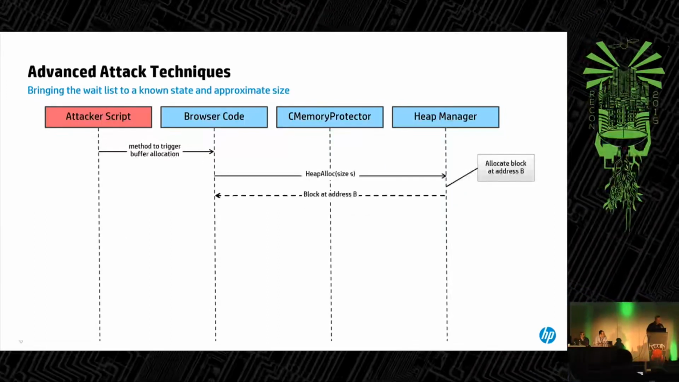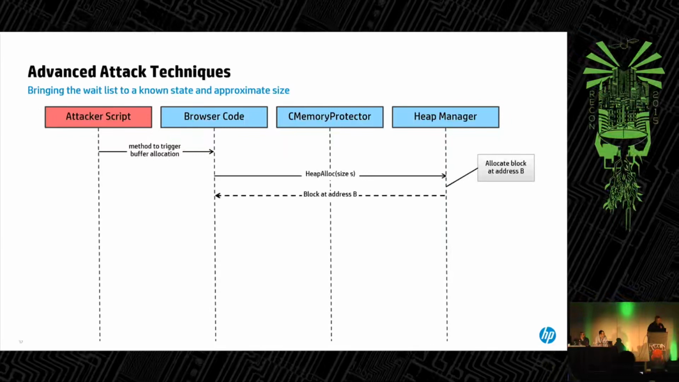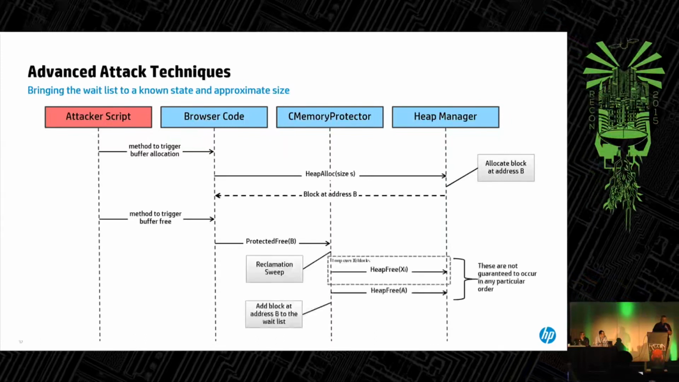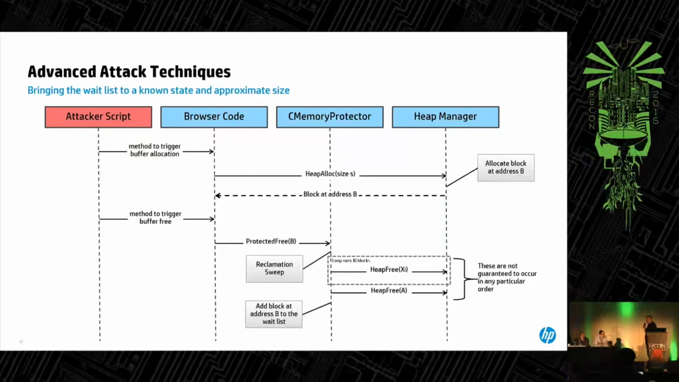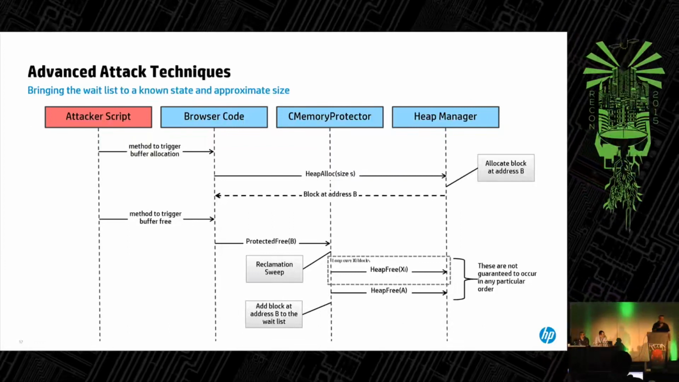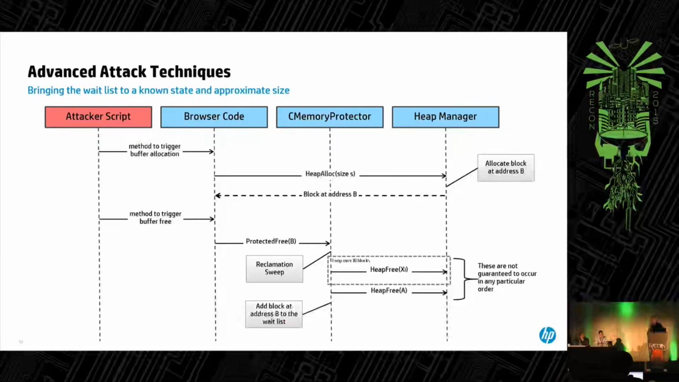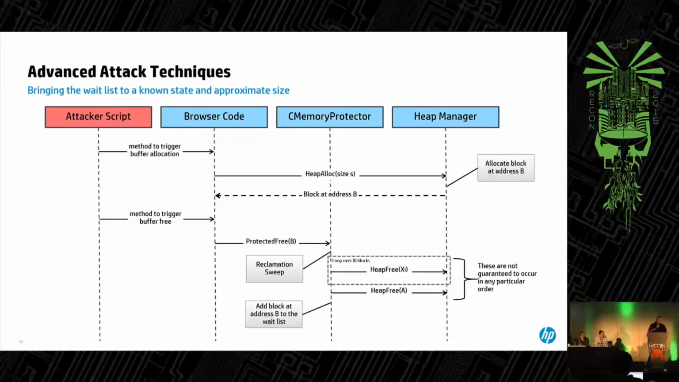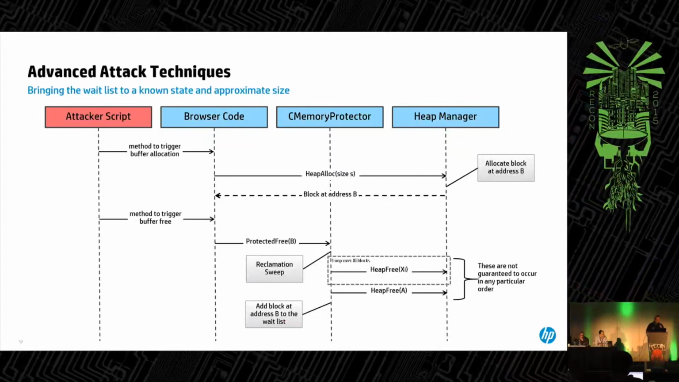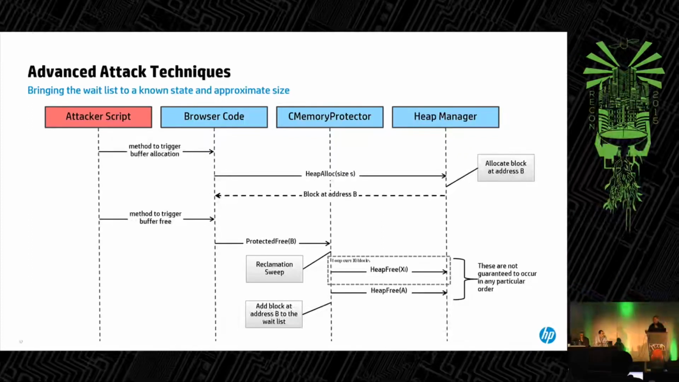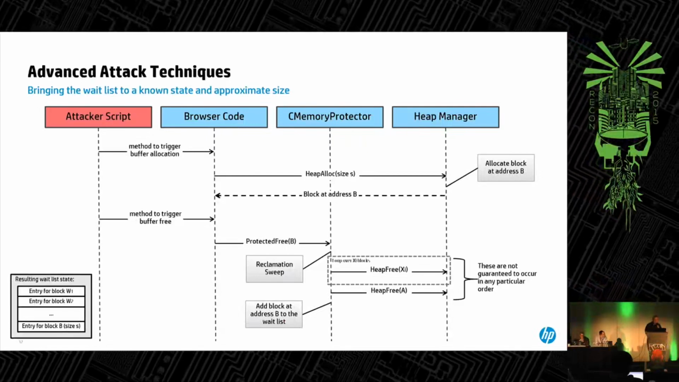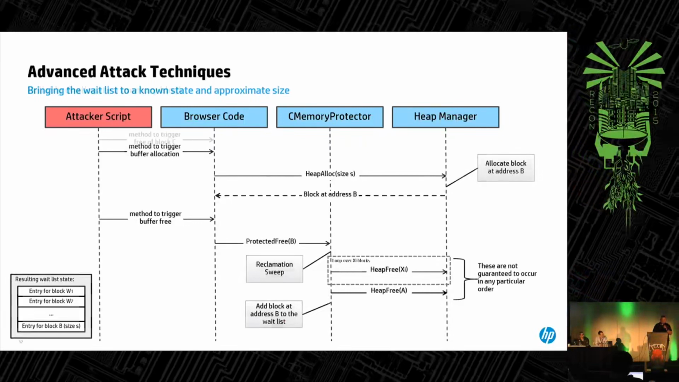So we're going to trigger the allocation of a block of size F. We're going to free that block, which means protected free will be called on that object, and a reclamation step will be performed because we've reached that threshold of 100,000 bytes. It will iterate through that wait list, freeing any block that's no longer referenced by the application on the stack or the process registers, and it will also free block A, which will bring the wait list into a consistent state and a good size. After all the freeing is done, it will add block B, which will bring that wait list to a consistent size. And at this point, we have a good idea of what the wait list actually looks like.